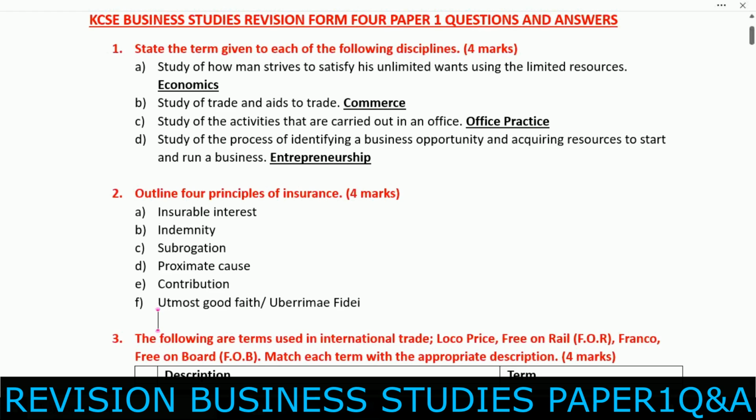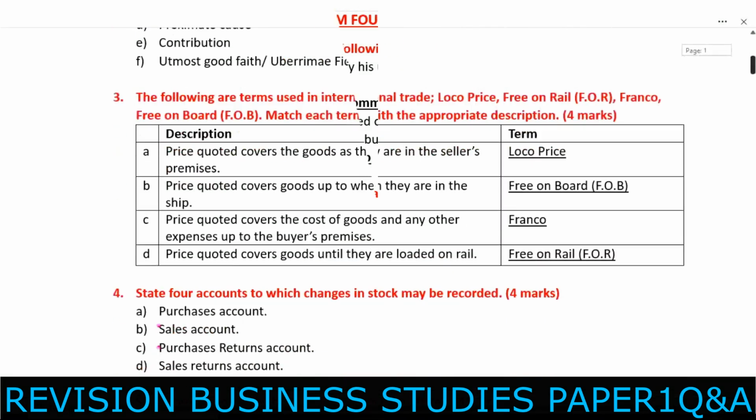We go to question number 2. We're told to outline the 4 principles of insurance. First principle, insurable interest. 2, indemnity. Next, contribution. Next, utmost good faith.